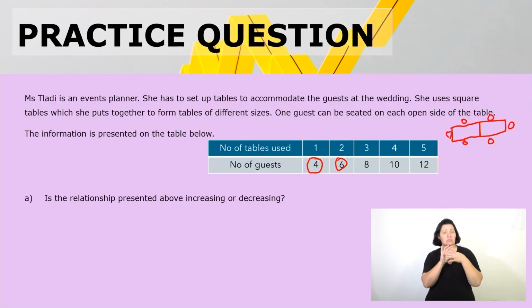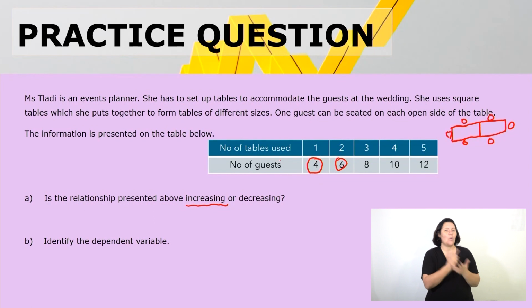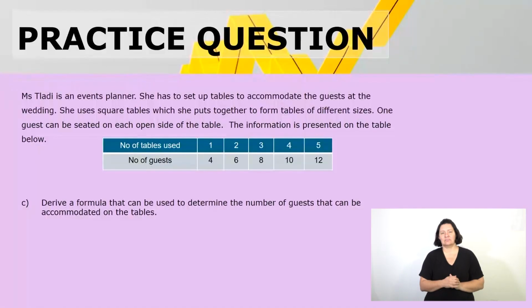Is the relationship presented above increasing or decreasing? When you look at the table, all the values are increasing. So we can say there is a relationship of increasing values. Identify the dependent variable. I'm sure by now this one you know by heart. Our dependent variable will be the number of guests. Of course, it is the Y values.